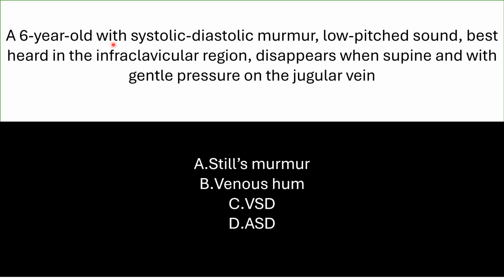This is a 6-year-old with systolic diastolic murmur, low-pitched sound, best heard in the infraclavicular region, disappears when supine and with gentle pressure on the jugular vein. What is the most likely diagnosis? Still's murmur, venous hum, VSD, ASD. The correct answer is venous hum.